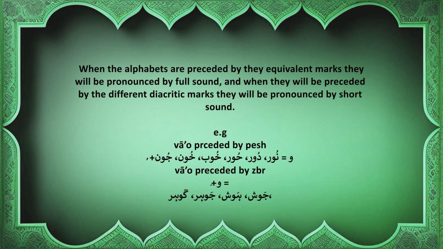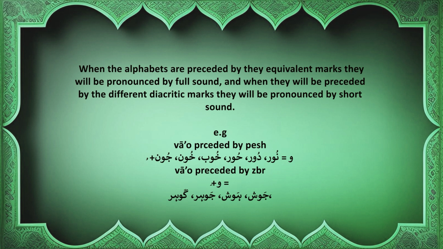So this is the first example: pesh plus VAO, where VAO is preceded by its equivalent mark. And the second example is when they are preceded by different diacritic marks, not by their own equivalent marks. What will happen then? They will be pronounced with short sound. See the example of Zabar plus VAO.